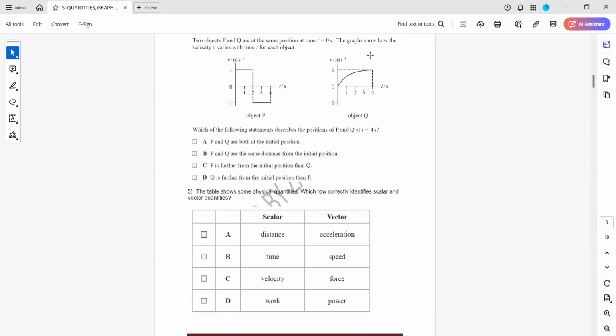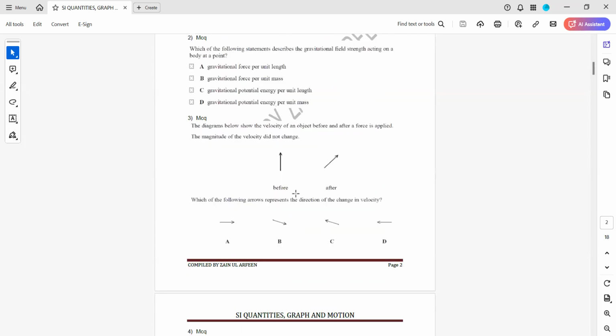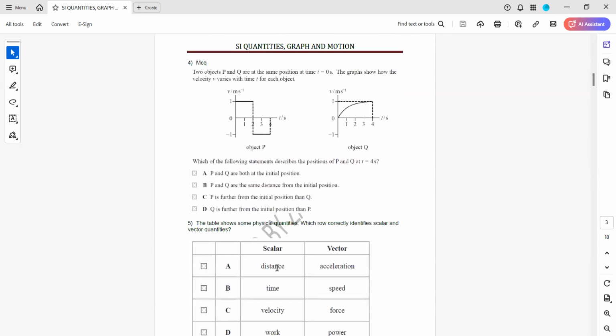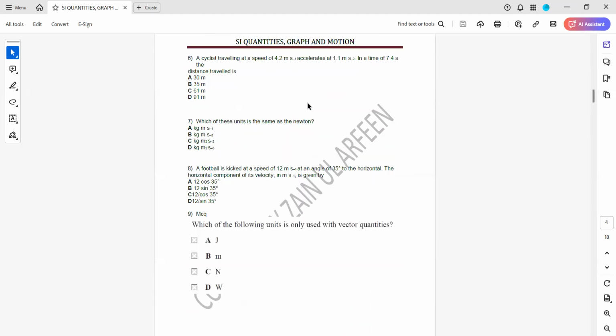Question 3, okay. Question 3 is the same one we just discussed now in the momentum part. Page number 4, any doubt? Page 4.